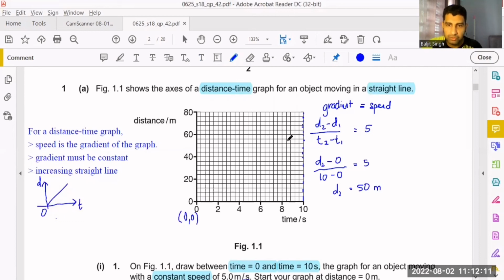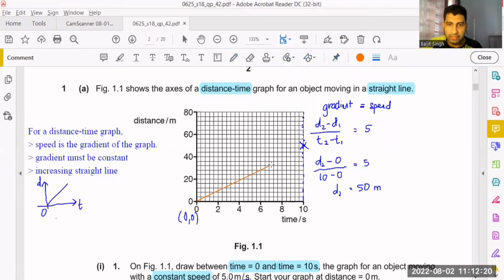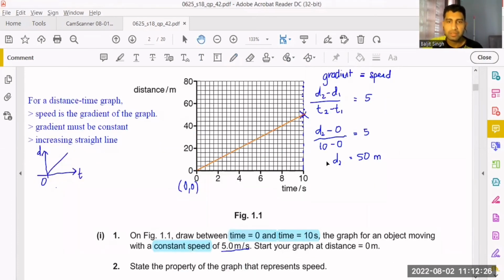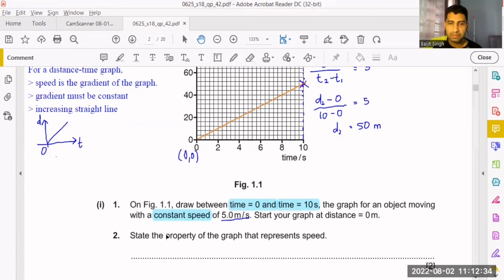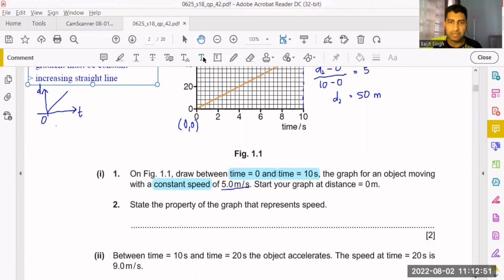So your next point should be somewhere here. So what you can do now, you can actually draw a straight line pointing up to this point, and you have fulfilled the requirement of the question, drawing a constant speed line on a distance versus time graph. Earlier, I have mentioned that the property of the distance time graph that gives you the speed is the gradient. We already saw it here. Gradient must be constant. The gradient is the speed. So here, you can just write down the gradient.